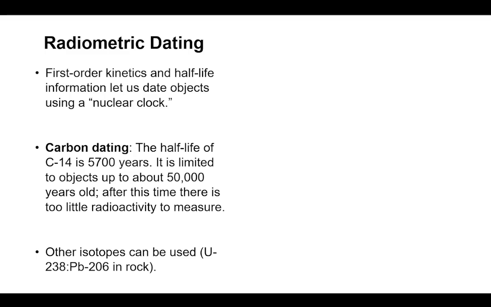Now, to give you an example of how we can use these formulas in a practical way, we can do radiometric dating. All of this first-order kinetics for nuclear chemistry we've talked about here can let us date objects using this nuclear clock. Since the half-life for these nuclear processes is constant, we can use it to determine the age of objects laying around us.